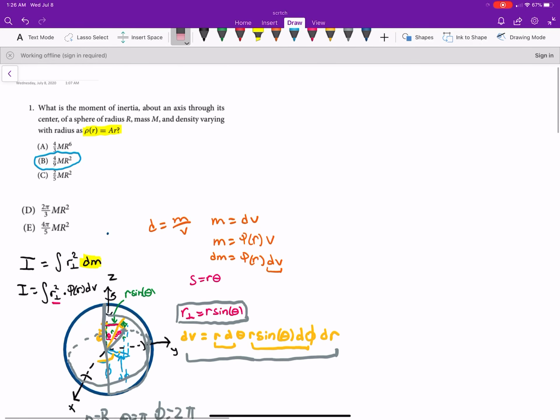So if you're ever dealing with a moment of inertia problem with varying density, you're going to have to do a triple integral. And luckily this one was pretty easy, but at least we got it done.